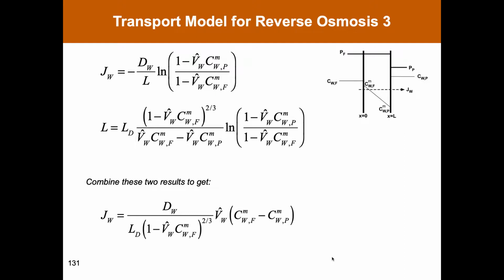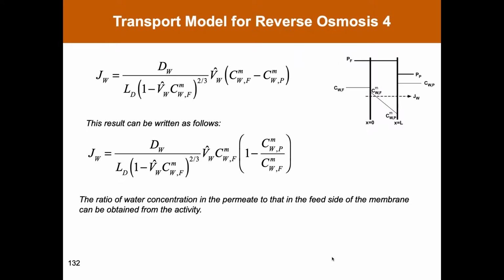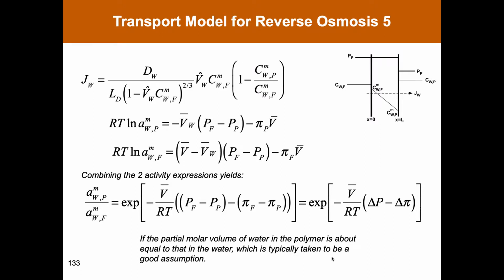We'll use the analysis that we just did a moment ago to relate the concentration of solvent inside the membrane to the thermodynamic activity in the external solutions. First, we'll recast the result for flux in the form that's shown here. It turns out that it's a little more convenient to deal with this ratio of concentrations of solvent in the membrane at the permeate relative to the feed side than it is to deal with it in this form. I'll show you that here in just a moment.